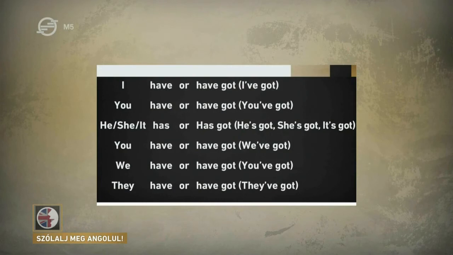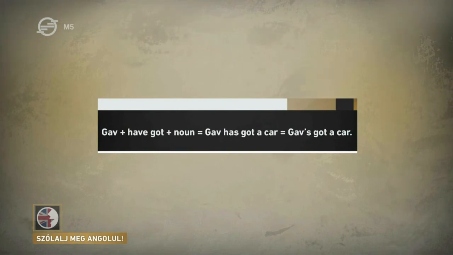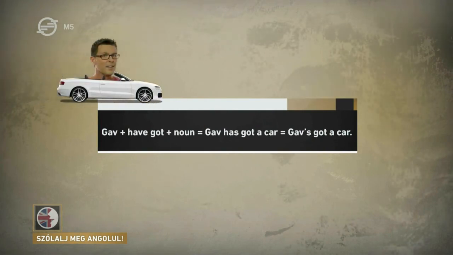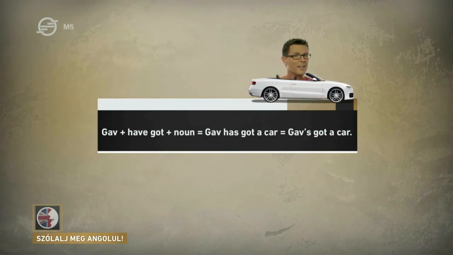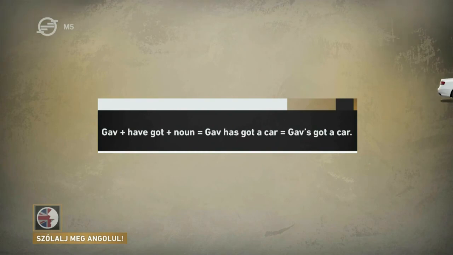I've got, you've got, he's got, she's got, it's got, we've got, you've got, they've got. Okay, easy. Now, how do we make a sentence with have got? Well, we start with the person, add have got, and then add the noun. Like this. Gav plus have got plus noun equals Gav has got a car. Gav's got a car. So, Gav's got a watch.